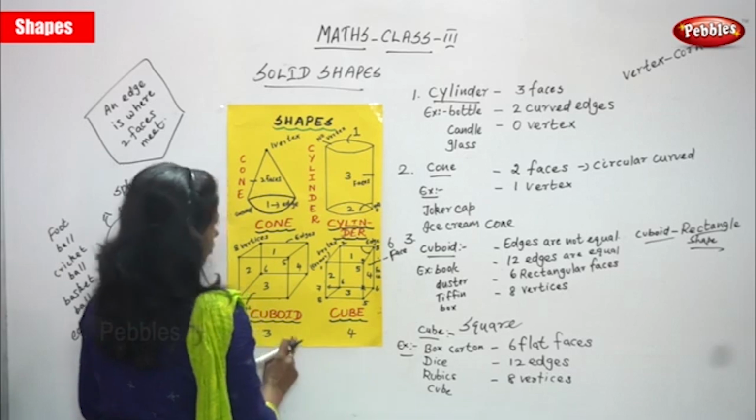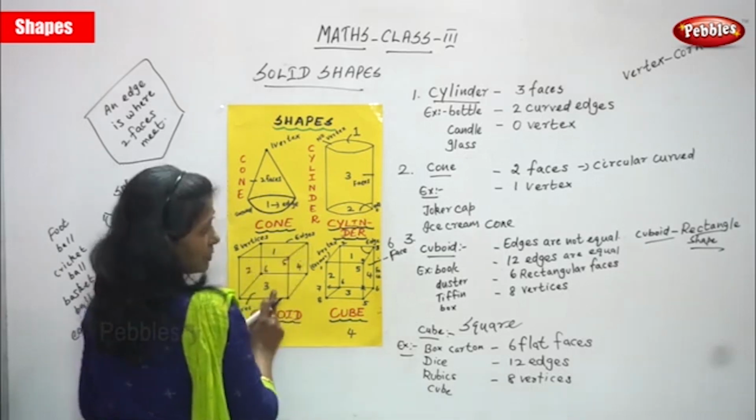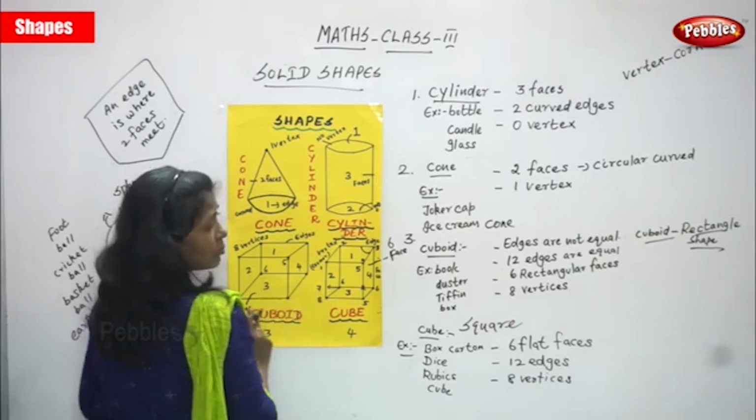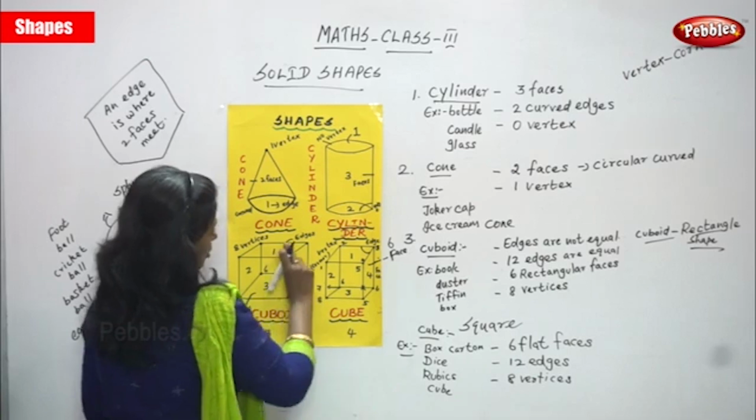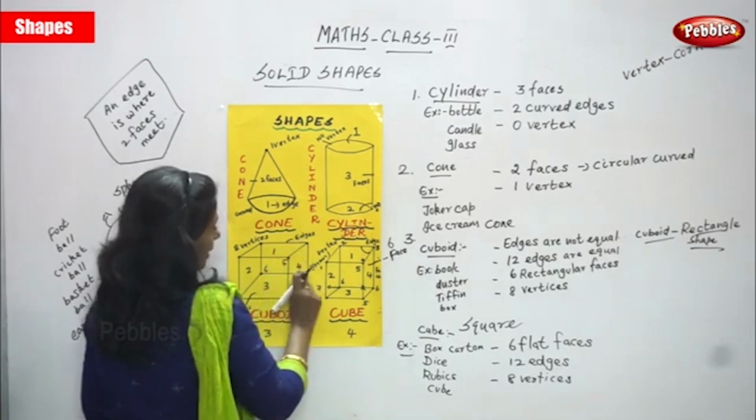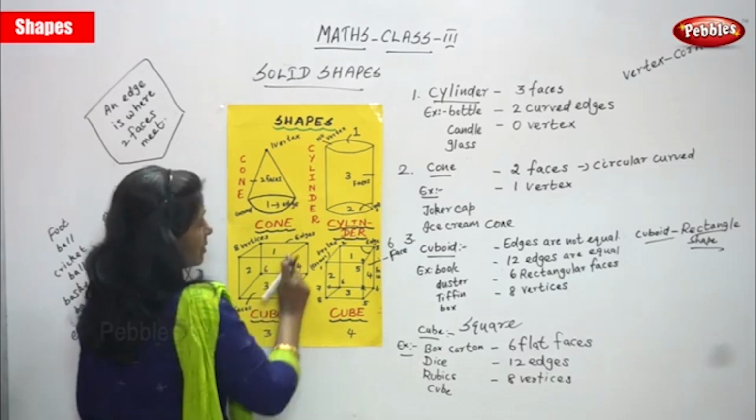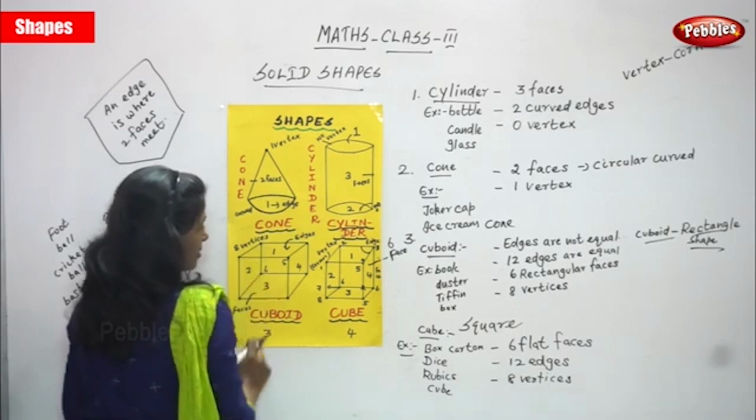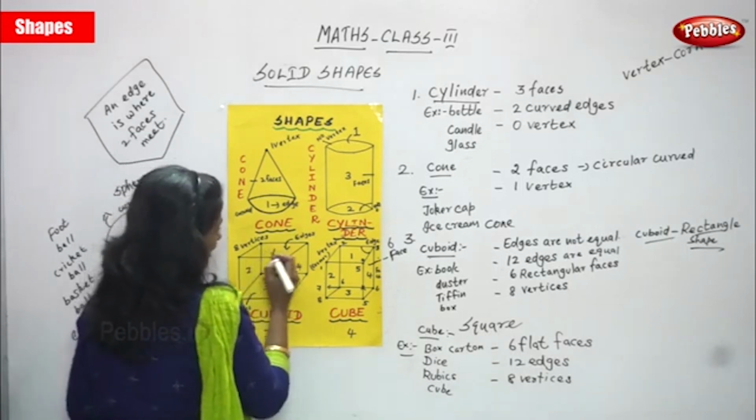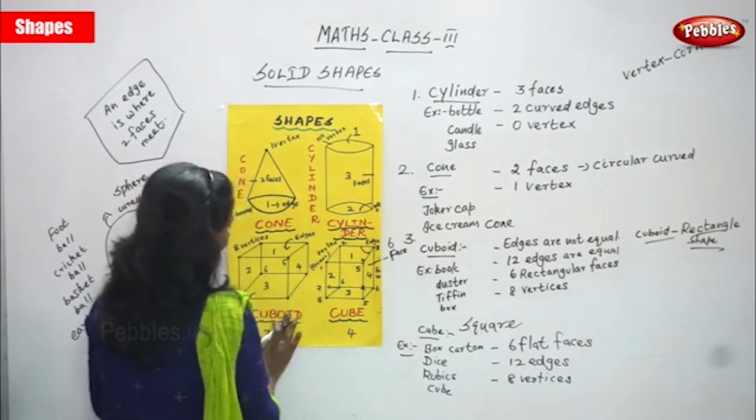Cuboid has 8 vertices. I told you, this is 1, 2, 3, 4, and 5, 6, 7, 8. 8 vertices, which we can call corners. And 12 edges. Start with this 1, 2, and second like this, 1 and 2, and 3, 4 like this. So this is an edge. Okay, this is a vertex, and this is a face. This is called a face. So I think you understand cuboid very well.